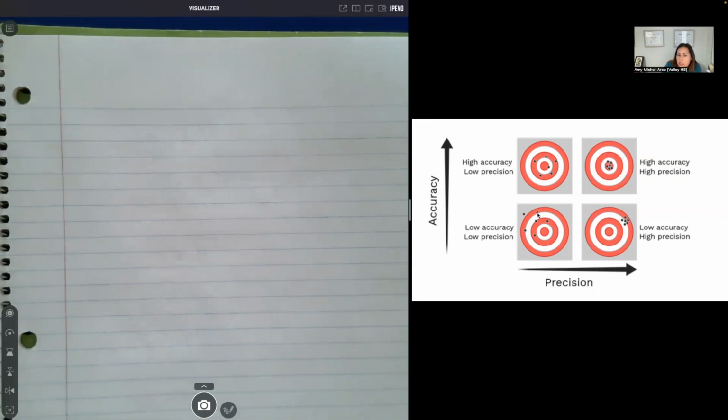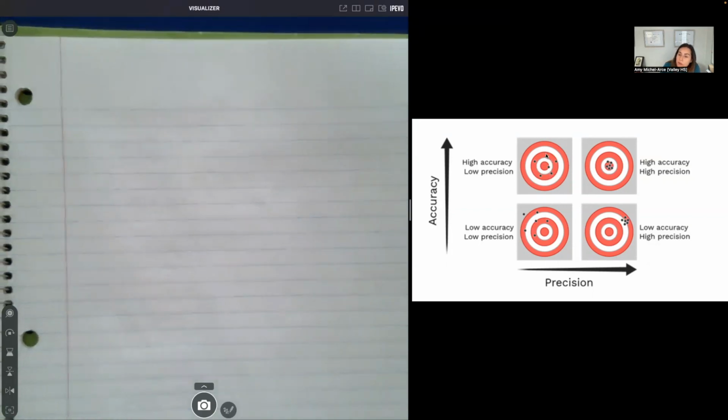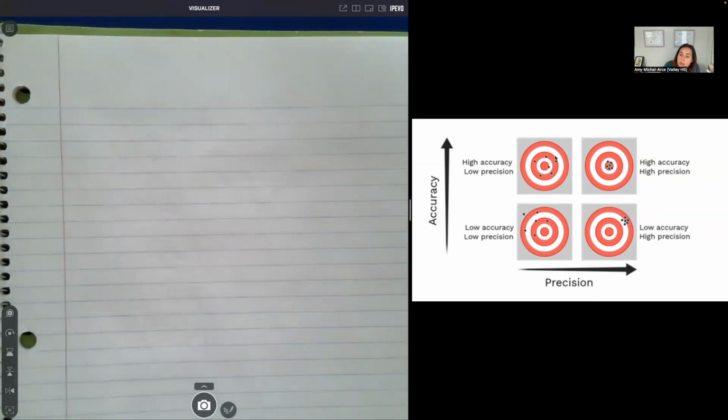How this relates to accuracy. So accuracy down here, low accuracy, they are very far from the center point of the target, like where we want them to be. And then on the high end of accuracy, they're very close to the middle of that target where we do want them to be. So when you have low precision and high accuracy, they're close to the middle, but far away from each other. High precision, high accuracy, they're close to each other and in the middle.